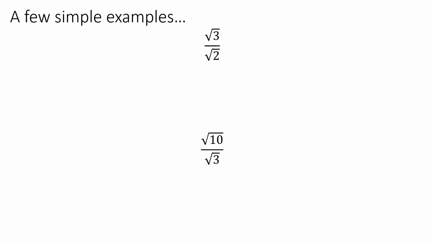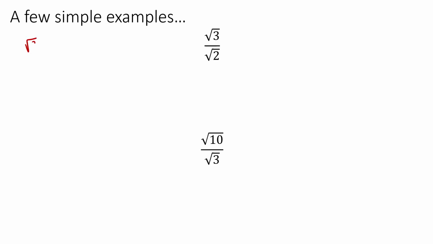So let's look at some simple examples. We've got the square root of 3 divided by the square root of 2. And by math rules, that is not a defined operation. You cannot divide by that square root. So we are going to try to rewrite that fraction into an equivalent fraction that does not have a square root in the denominator. Now, here's our key idea behind this.